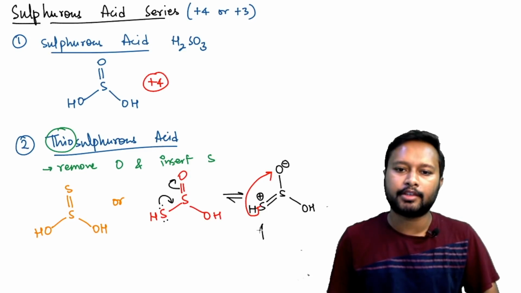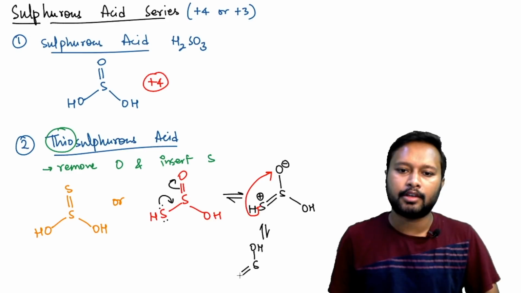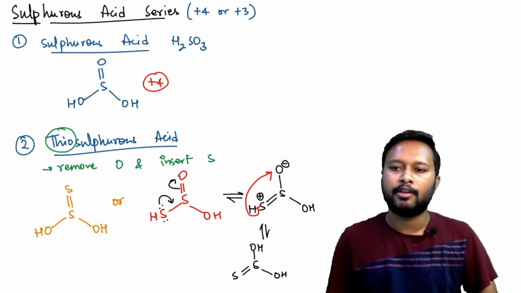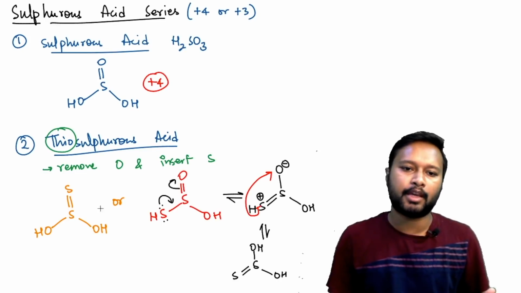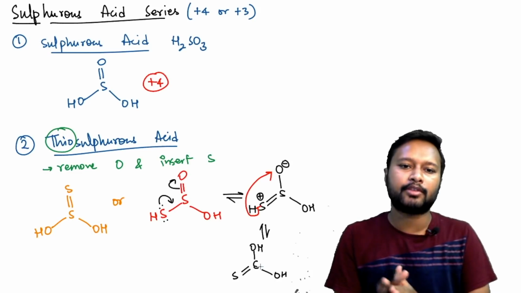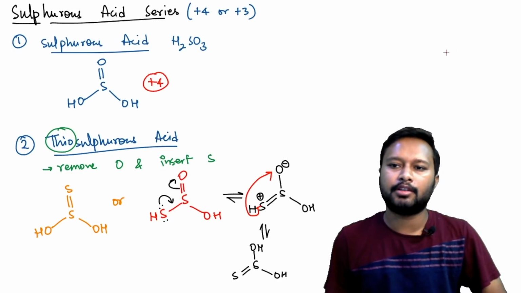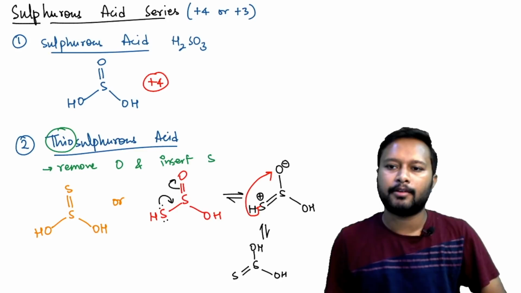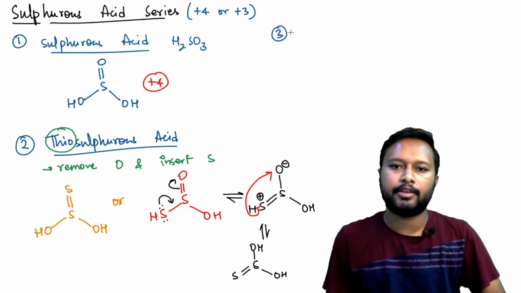So the next structure which we will get will be S-OH double bond sulfur and OH. See, this and this are the same. So you can get back to this just by doing the resonance thing a little bit, okay? So this is your thiosulfurous acid. The next one, the third one, is your pyrosulfurous acid.